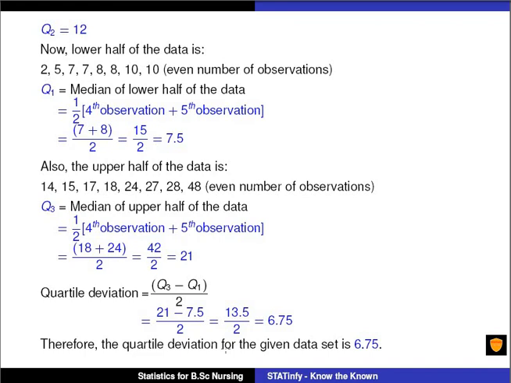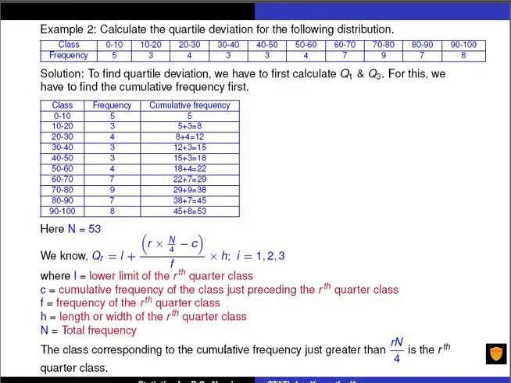So from this you can see that if ungrouped data is given to you, how you can calculate the quartiles from that data, and after that, how we can calculate the quartile deviation from that type of data. Now we'll try to calculate the quartile deviation for the grouped frequency distribution. Because the calculation of quartiles for grouped data and ungrouped data are different, that's why we try to cover both the cases.